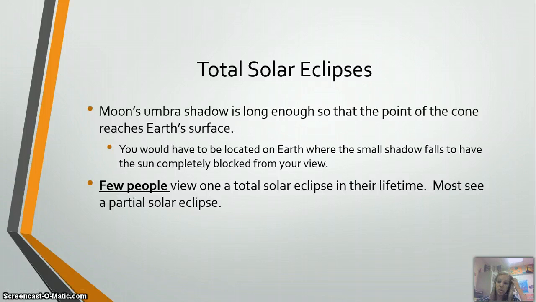So let's talk about total solar eclipses. It's important for you to know that the moon's umbra shadow is just long enough so that the point of that cone of the umbra shadow reaches the Earth's surface. And this is kind of an amazing thing because if the moon was a different size or a different distance from the Earth, this total solar eclipse would not happen. The moon would not be able to completely cover up all of our view of the sun. And we're going to go more in depth in just a second. It's a pretty cool thing that happens.